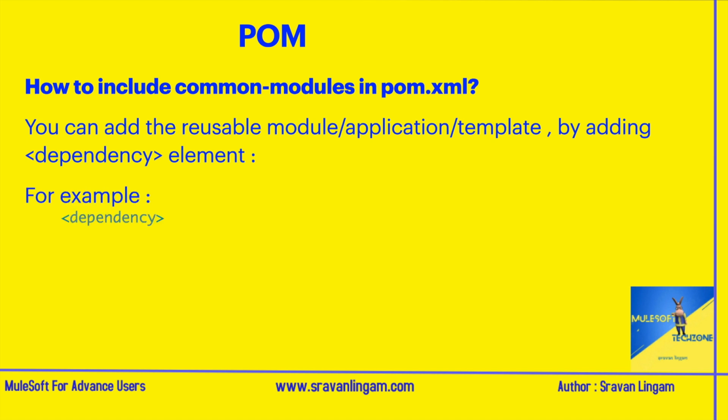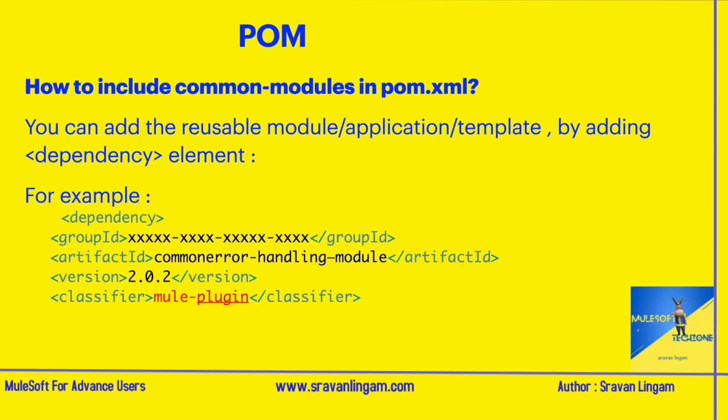For example, this is how it looks. It is a normal dependency tag which has the group ID, artifact ID, and version of your connector or template. The classifier should always be mentioned as mule-plugin. Even if you see the HTTP connector or the database connector, when you drag and drop, the classifier is classifying what kind of dependency it is. As it is a Mule template or Mule module, it comes under the mule-plugin classifier.